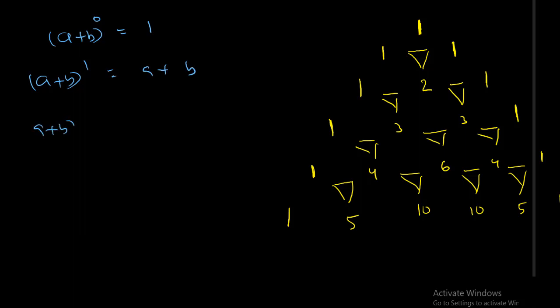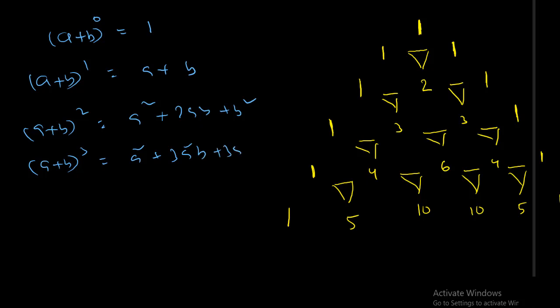(a + b)² means what can I say? a² + 2ab + b². (a + b)³, whole cube, what can I say? a³ + 3a²b + 3ab² + b³. Okay, students, what is (a + b) to the power 4 without binomial coefficients?